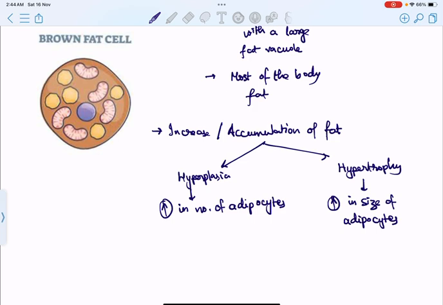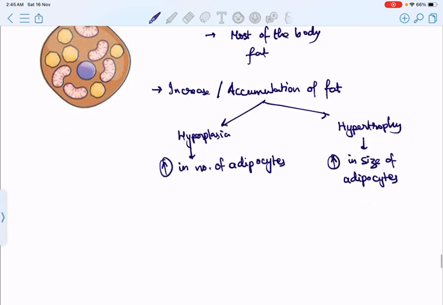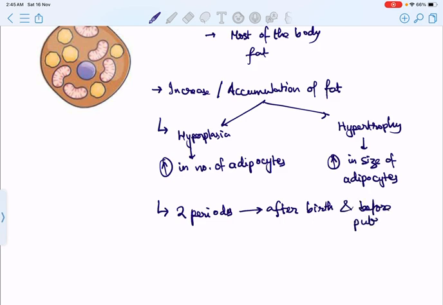Again, it can be the increase in size of any cell, like we have the hypertrophy of the myocardial cells. You will read that in the second year. It's not important now. Now, mainly this hyperplastic or hypertrophic fat deposition occurs during two periods. That is after birth and before puberty.